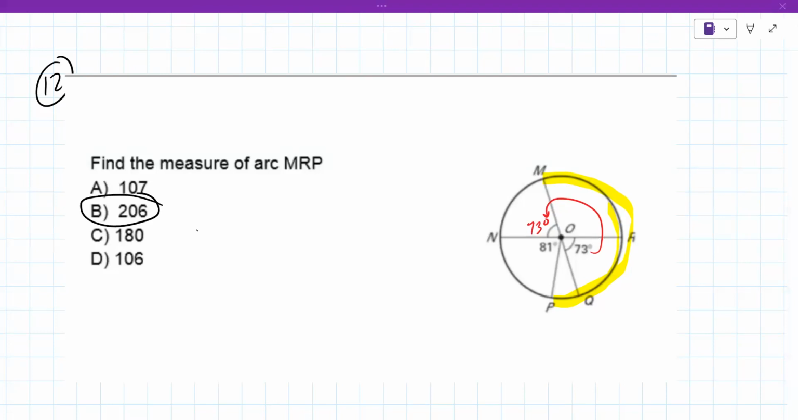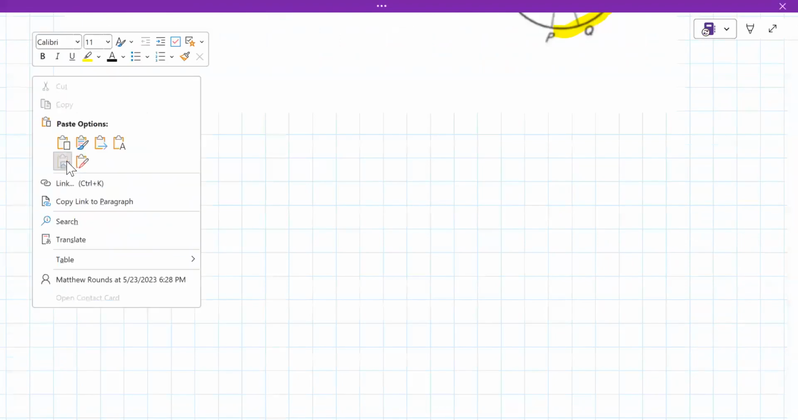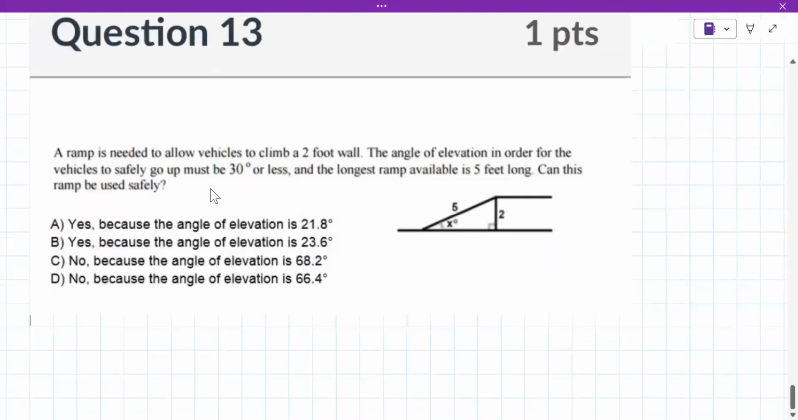All right, doing great. Okay, so number 13 here, a story problem. A ramp is needed to allow vehicles to climb a 2-foot wall. The angle of elevation in order for the vehicles to safely go up must be 30 degrees or less. The longest ramp available is 5 feet. Can this ramp be used safely? So they're giving you a picture. There's the ramp, it's 5. There's the height, it's 2. What is the angle? Well, you've got to find the angle. So which trig function do you use, sine, cosine, or tangent, to find the angle?